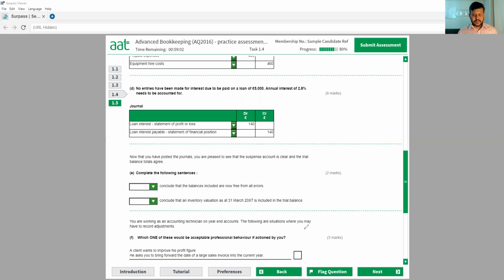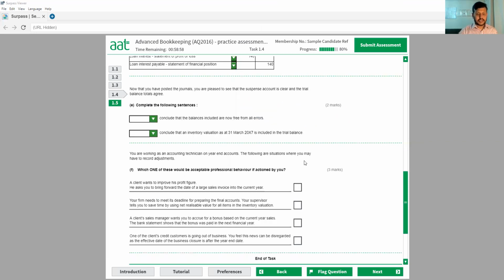All right, let's move to the next one. The next one looks like an ethical question. So it says, now that you have posted the journals, you are pleased to see that the suspense account is clear and the trial balance totals agree.